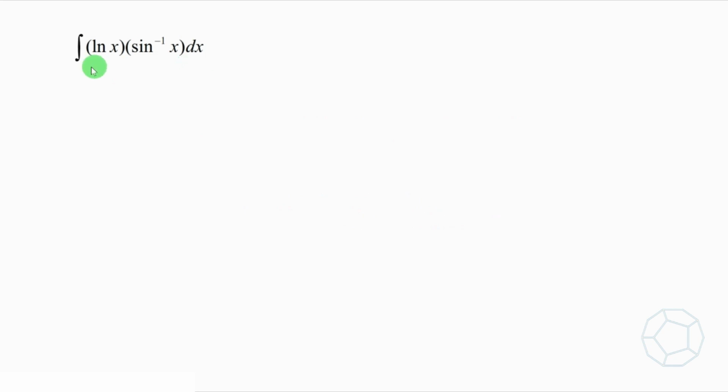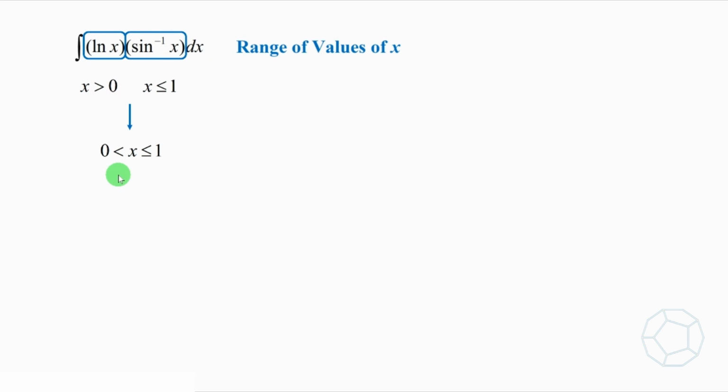Before we talk about the method of solving, let's start with the range of values of x. For log x to be real, x is larger than 0. While for arc sine x to be well defined, x is less than or equal to 1. We put the two conditions together like this. This is important at the end of the video.